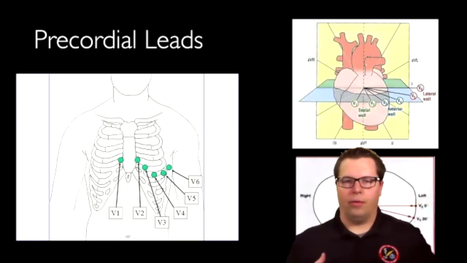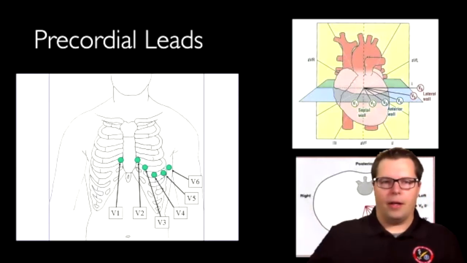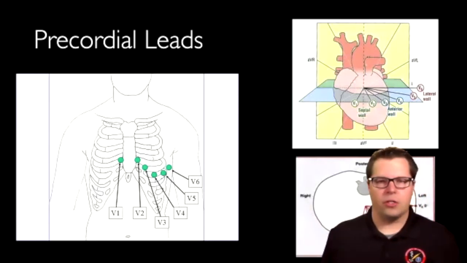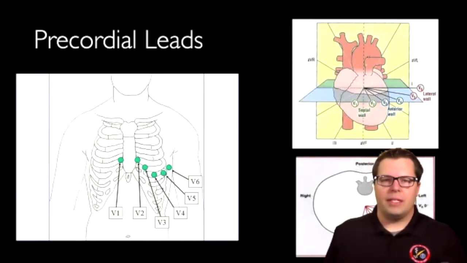And that's V1 through V6. You can put on the V4R lead over here and look at it in another direction. It's all about just what direction the electricity is flowing. And why add on these extra 12 leads?